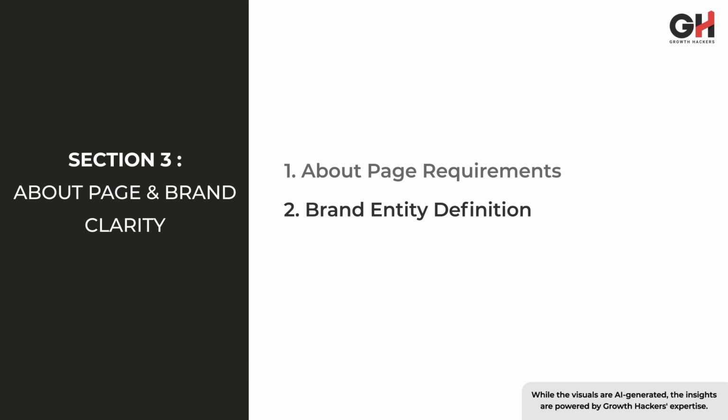Point number 2: Brand entity definition. Now let's talk about something even more fundamental: brand entity definition. Here's the truth about AI and brand recognition. Consistency is everything. There are 3 things you absolutely need to get right. Number 1, a consistent brand name across all platforms. Number 2, a clear industry categorization. Number 3, defined brand terminology and messaging every single time.